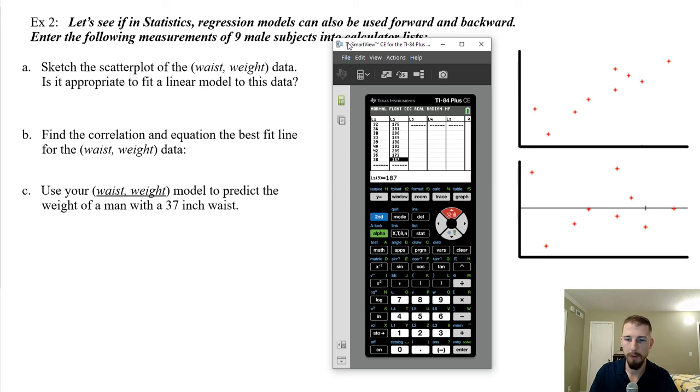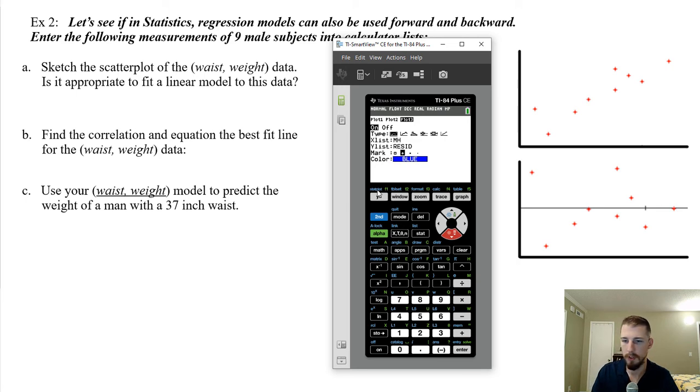All right, so I have the waist length in list 1. In list 2, I have the weight. We want to sketch a scatter plot first, so we'll go to second y equals. If you notice, I have all of them off except the third plot, so that one's on. Do a scatter plot.